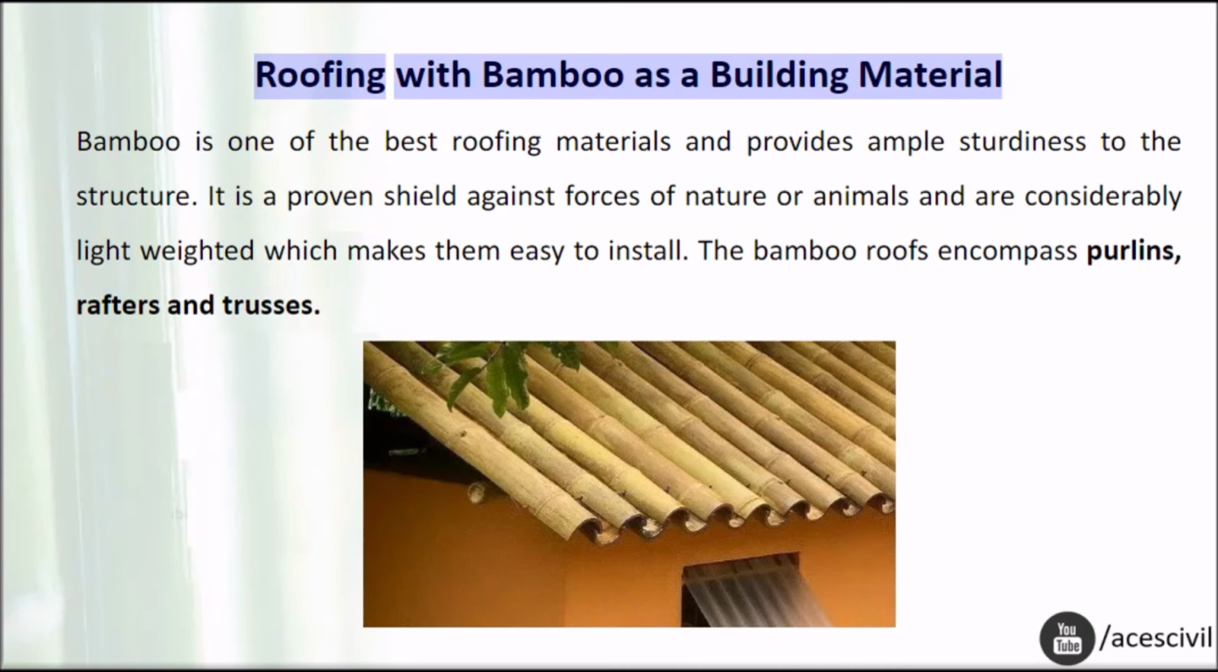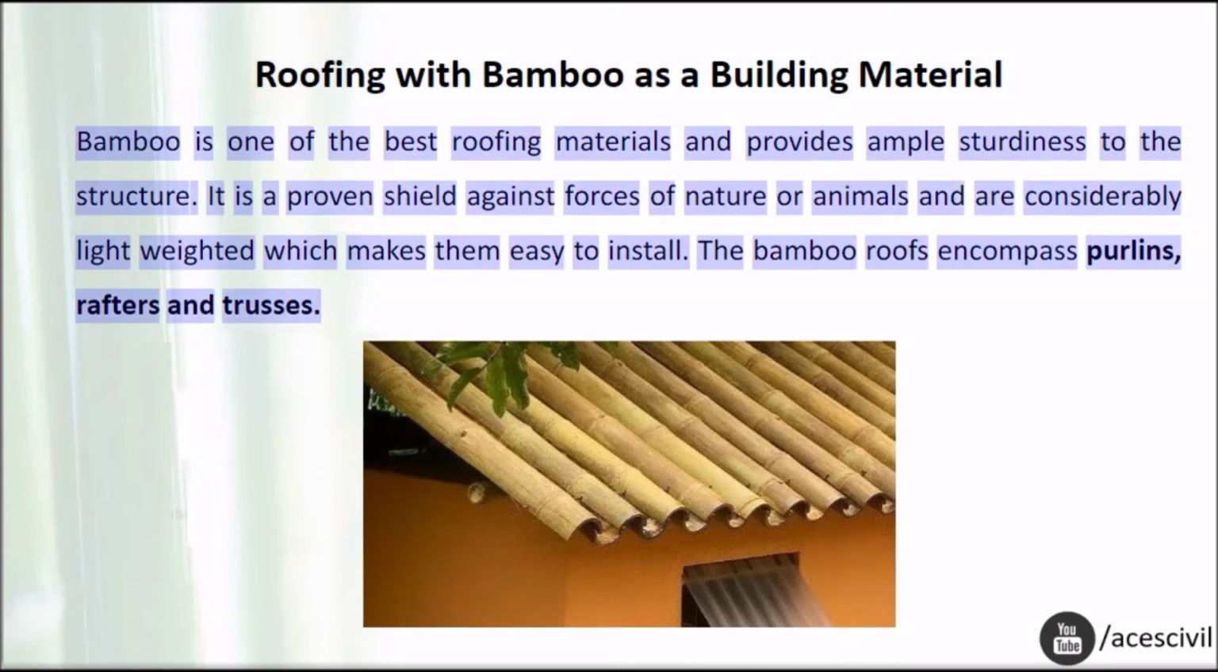Roofing with bamboo as a building material. Bamboo is one of the best roofing materials and provides ample sturdiness to the structure. It is a proven shield against forces of nature or animals and is considerably lightweight, which makes it easy to install. The bamboo roofs encompass purlins, rafters, and trusses.